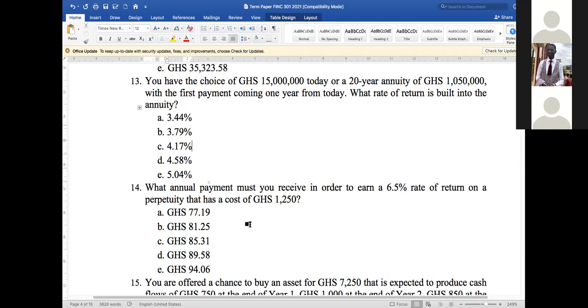What type of annuity is that? An ordinary annuity. What is the C? C is the 1,050,000, right? That's the C, with the first payment coming 1 year from today. And then your N.